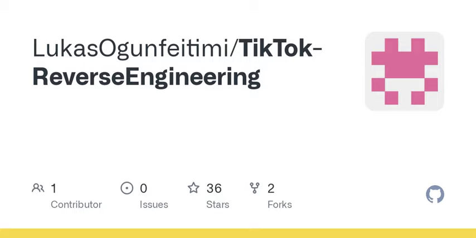TikTok constantly updates its VM, meaning that what works today might not work tomorrow. It keeps developers on their toes.